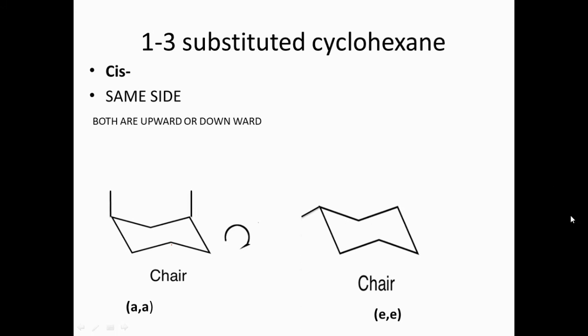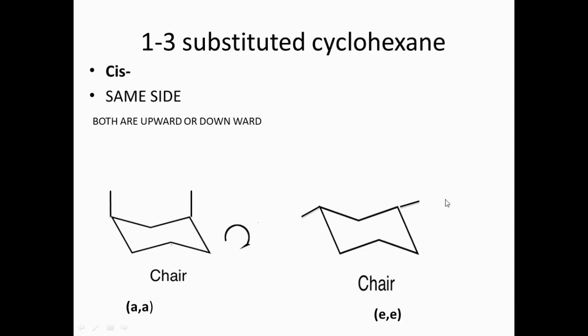Second case, the same. If both are in the downward direction, that means both are at equatorial positions. So here, cis form means both are axial, or both are equatorial. Both are the same. Both at equatorial may be considered a cis form.